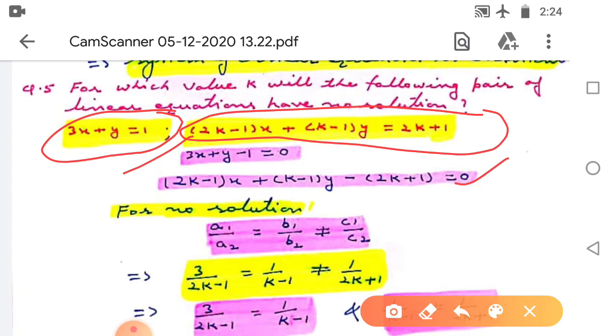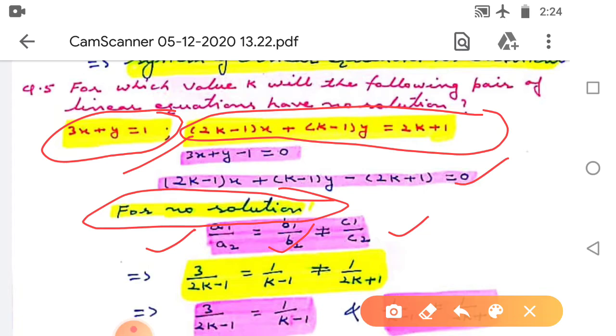Now we know that for no solution, the condition is a1 upon a2 is equal to b1 upon b2 is not equal to c1 upon c2. This is the condition for no solution, right?